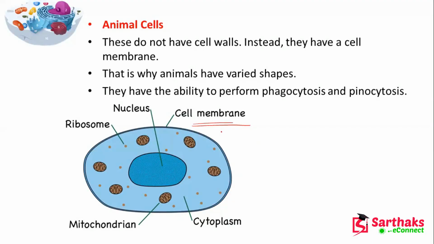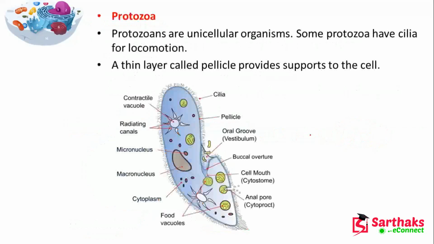That's why varied shape can be there, and they have the ability to perform phagocytosis and pinocytosis. Okay, so this is the structure of the animal cell. It has the nucleus, ribosome, mitochondria, cytoplasm, but there is no cell wall.